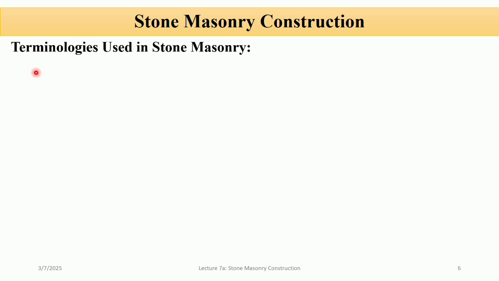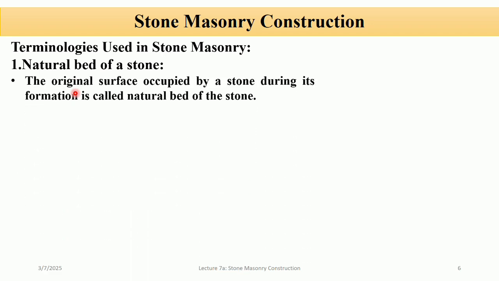Now let's discuss different terminology used in stone masonry. The first one is the natural bed of a stone. The original surface occupied by a stone during its formation is called the natural bed of the stone. For sedimentary rock, the natural bed is along the plane of formation, and for metamorphic rock, it is along the plane of cleavage or separation.